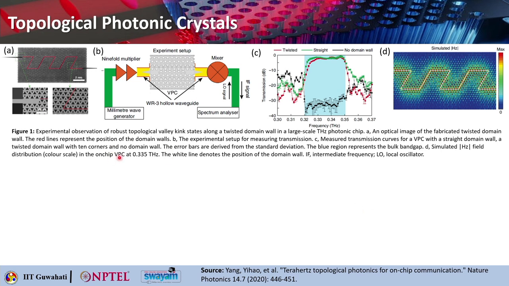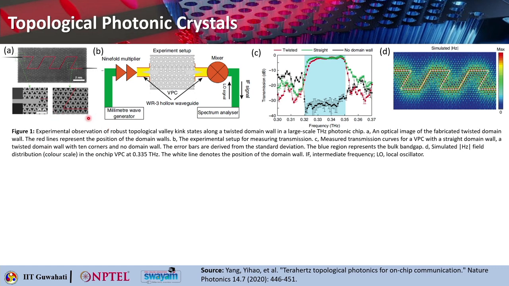One application that you can see is a waveguide channel that has been designed, and this is the simulation. You can see the zigzag path that has been followed. The path has very sharp bends, but because of these edge states, they are able to propagate without any loss. So how do you actually get this?